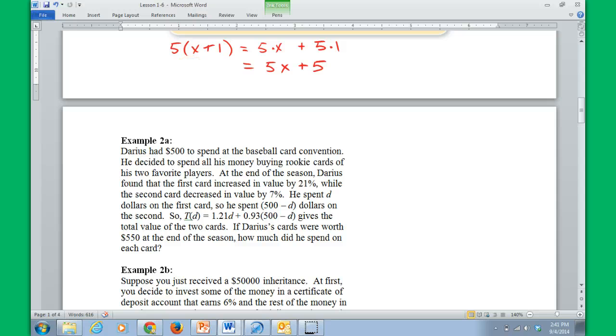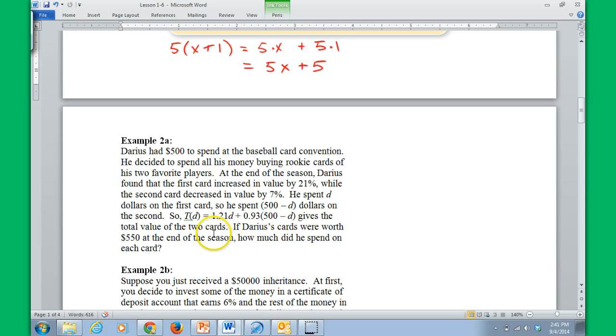Darius has $500 to spend at a baseball card convention. He decided to spend all his money buying rookie cards of his 2 favorite players. At the end of the season, Darius found that his first card increased in value by 21%, while the second card decreased in value by 7%. He spent D dollars on the first card, so he spent $500 minus D dollars on the second card. Do you understand why they did that? Because he spent a total of $500 only on 2 players. So if he spent D amount on one, then it would be $500 minus D on the other.